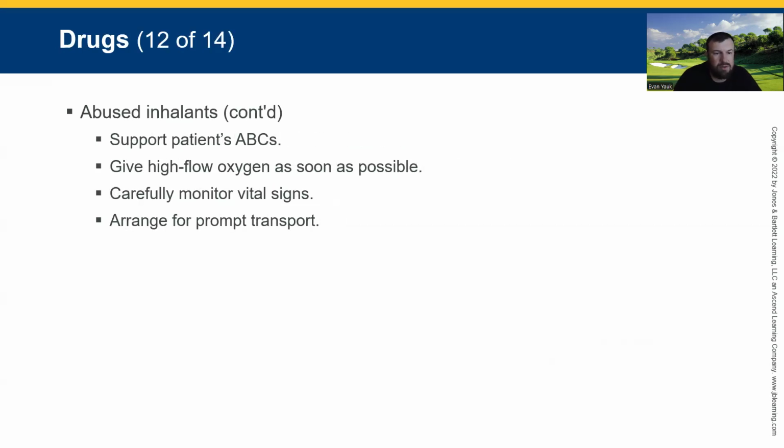For abused inhalants, support the ABCs. So we want airway open, breathing adequate, and we want good circulation. Give high flow oxygen if possible. So let's flood their system because they have now sucked in a bunch of chemicals into their lungs. And what's it doing at the alveoli? We're causing damage so that oxygen's not getting over into our capillary beds. So we really want to flood them with oxygen. Carefully monitor those vital signs. We're going to take these vitals every 2 or 3 minutes, we're getting a new set of vitals, and we want to arrange for that prompt transport.